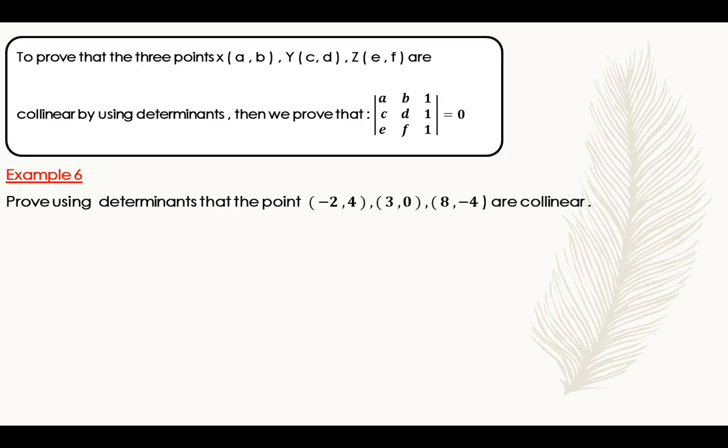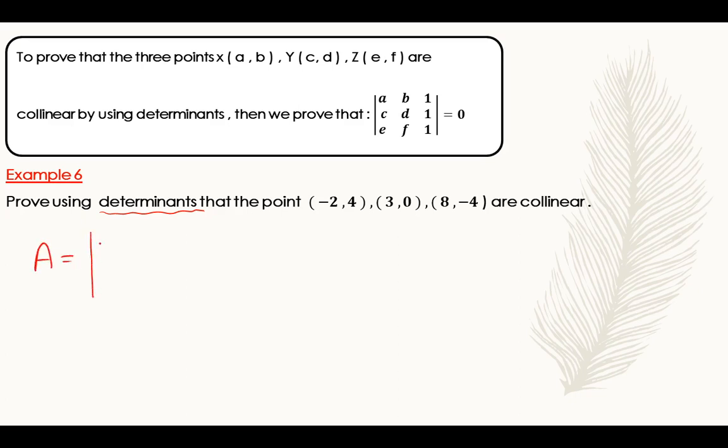Example 6. Prove using determinants, you can't use any other way, that the points negative 2, 4, 3 and 0, 8 and negative 4 are collinear. We need to prove that these points are collinear, so we will find the value of the determinant.